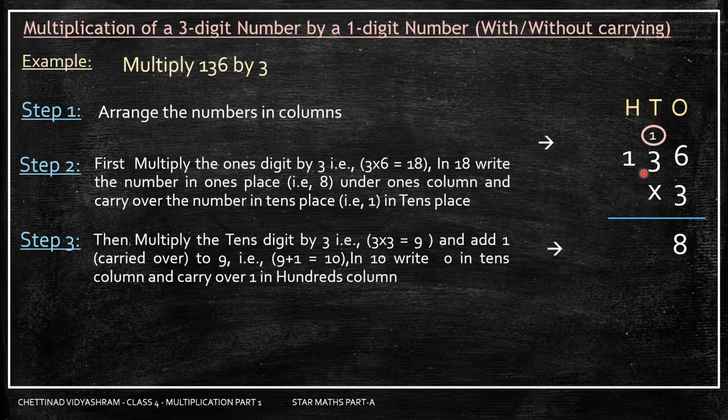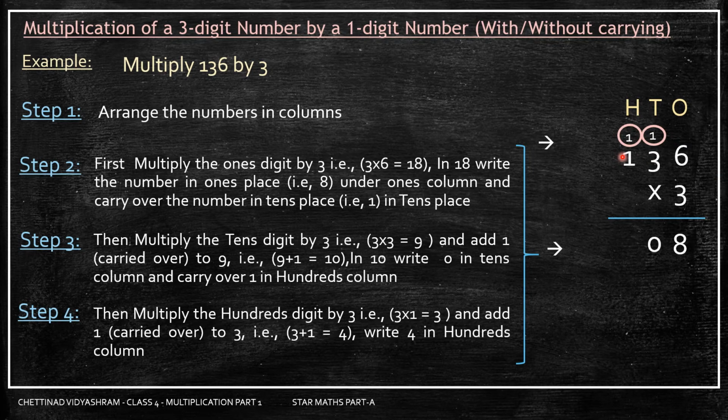What do we usually do with the carryover? We add it. So 3 3s are 9 plus 1. You will get the answer as 10. So the number in ones place is 0. 0 will come here and the 1 will be carried over here.